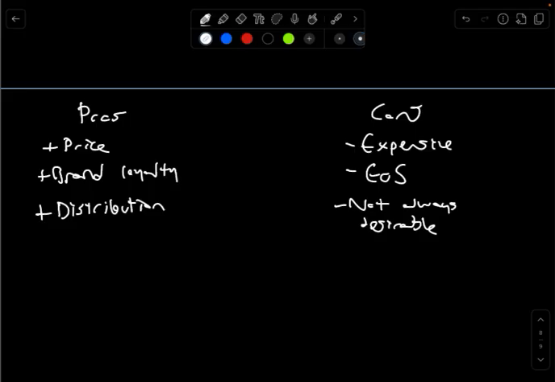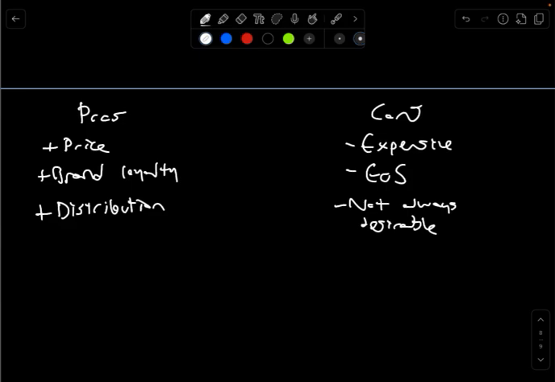And there are also some cons. It may be expensive to differentiate your products from competitors. Large companies execute better compared to smaller companies because they have more monetary resources. You can exploit the economies of scale less because you produce many different products instead of a single standardized product.